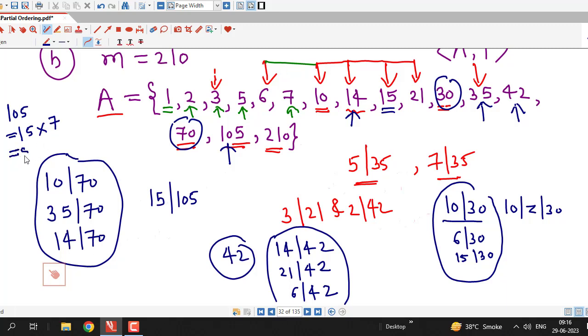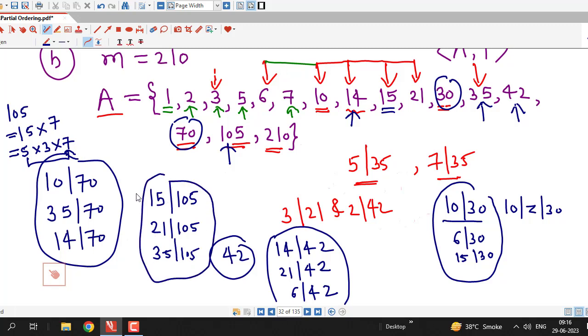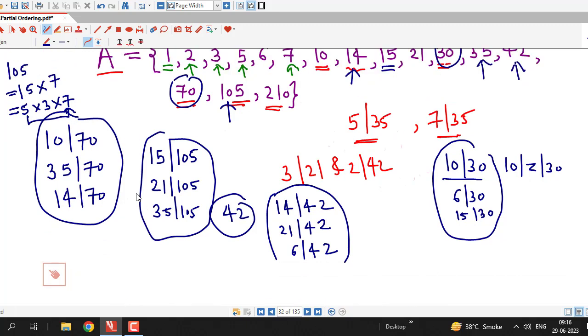So I have to write this as 5 into 3 into 7. So 21 is also covered by 105, 15 and 21, and if we consider 5 into 7, 35, then 35 is also covered by 105. So you can notice here that all these elements 70, 105, 42 and 30 cover 3 elements, or each of these elements is a cover of 3 elements.